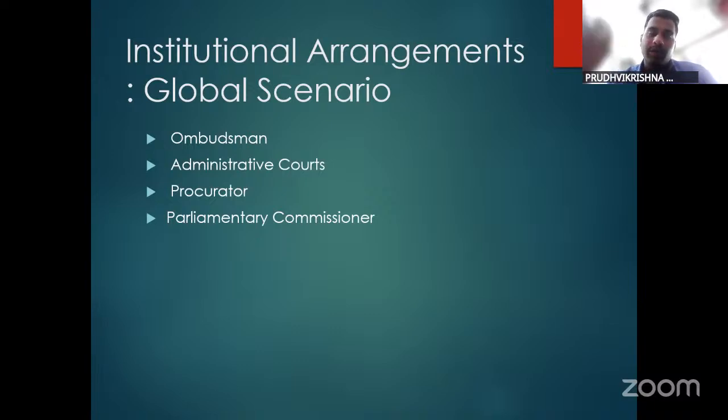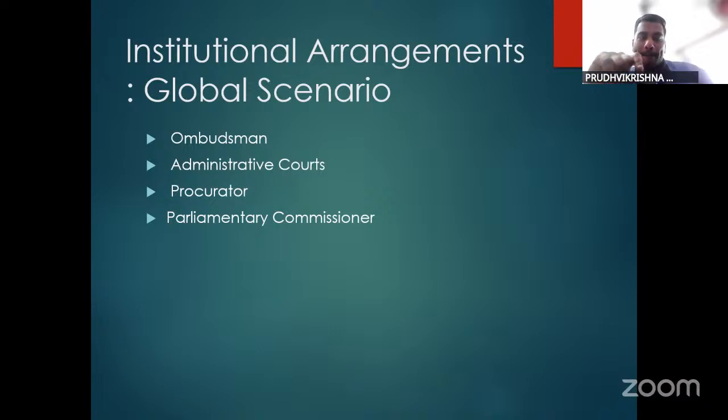Next, coming to the procurator. This type is seen in the USSR. It resembles the ombudsman and administrative courts. The then socialist countries like USSR, Czechoslovakia, Hungary, Poland, Romania had their own institutions, which are called procurator. The procurator has the responsibility to process the complaints submitted and ensure legality in the administration.